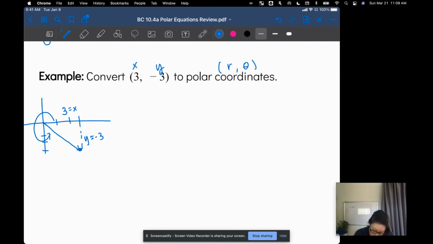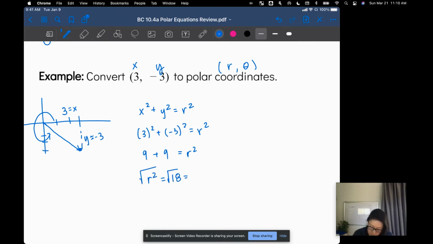Okay, so we need two pieces of information here. x squared plus y squared is equal to r squared. So I get 3 squared plus negative 3 squared is equal to r squared. So 9 plus 9 equals r squared, so r squared is equal to 18. Take the square root, and that's 9 times 2, so 3 root 2 is my r. Okay, we're halfway there. Now we need theta.